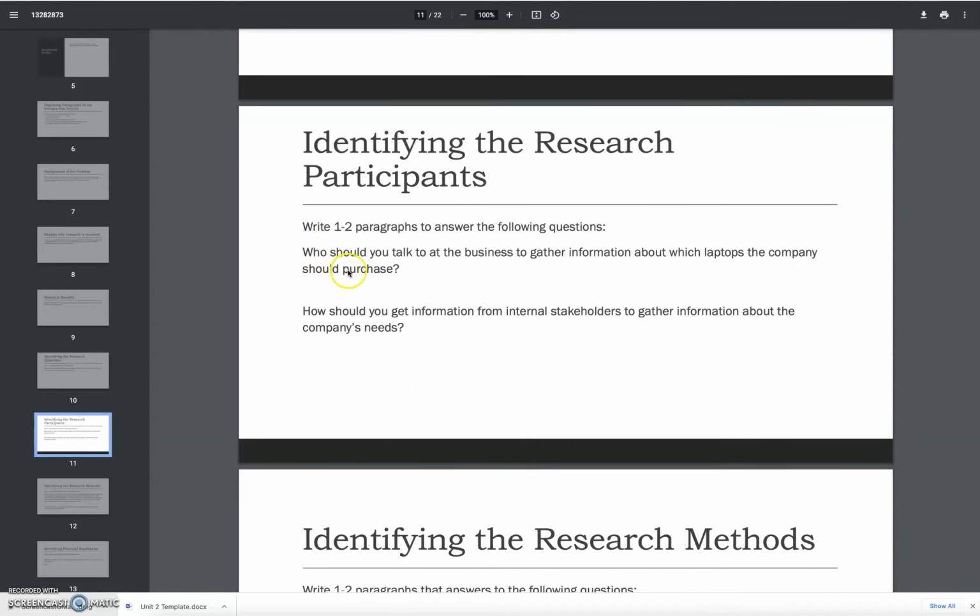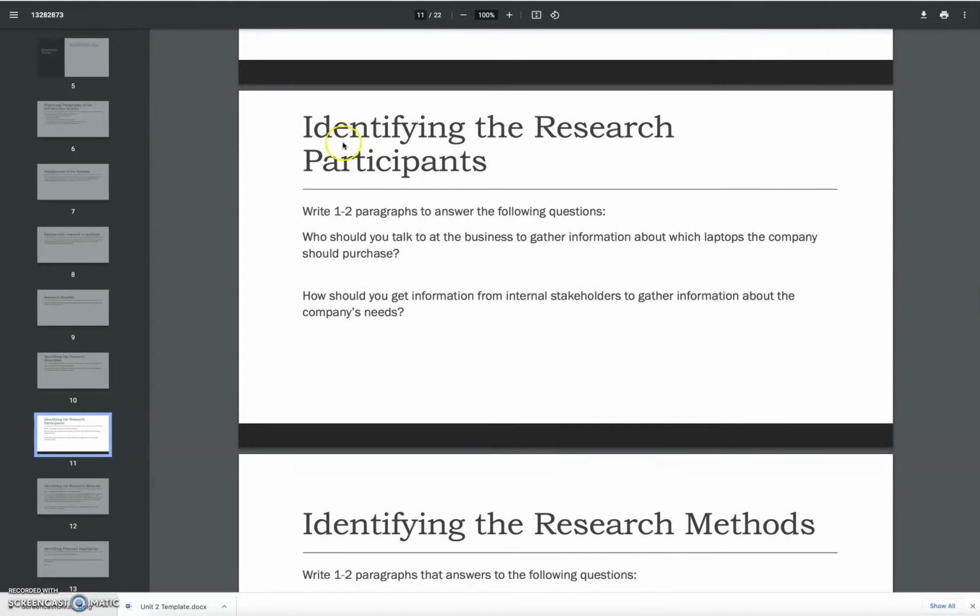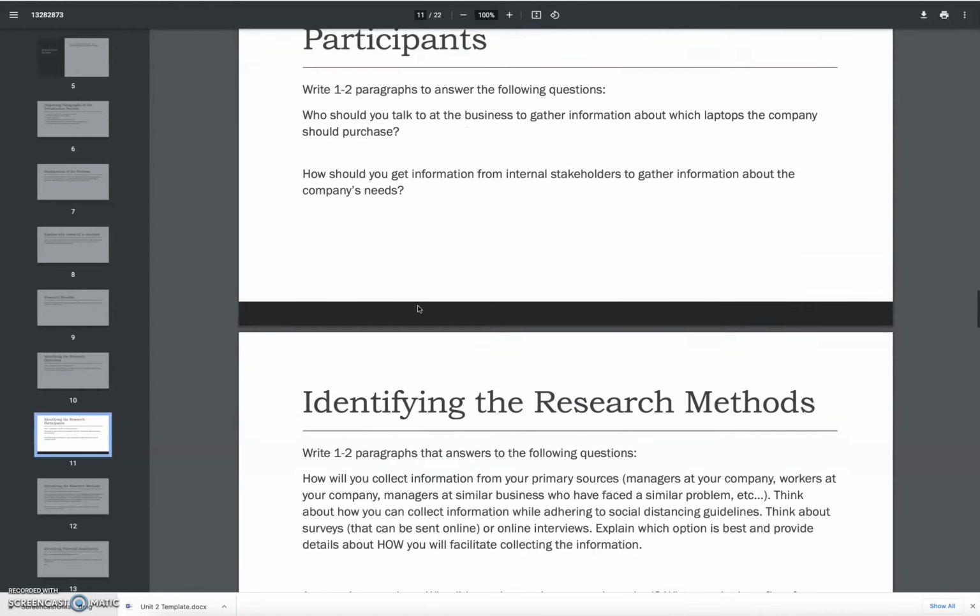So you'll need to answer this first one, which we've gone over, and how should you get the information from internal stakeholders to gather information about the company's needs. So to identify your research participants and thinking about how to get the information from them, don't overthink this. You can write that you are going to create a survey. You can write that you're going to email people or whatever. I hope that helps. I hope this is making sense.